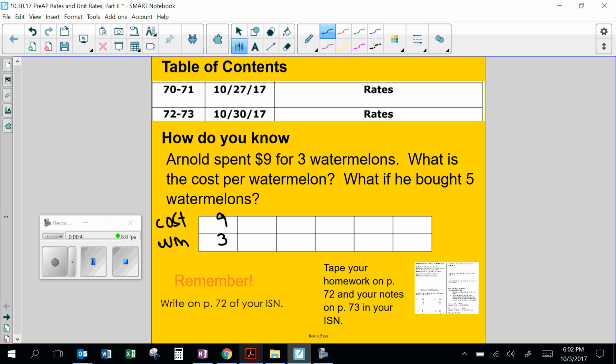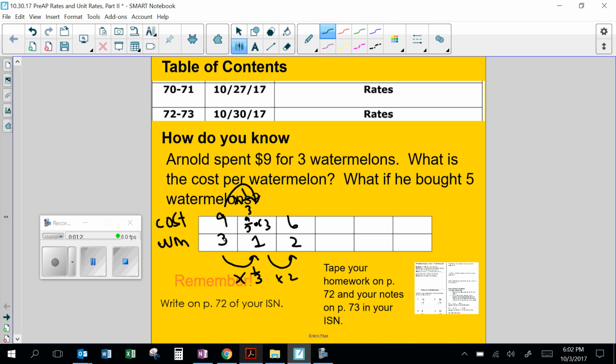First of all I said, what is the cost per watermelon? So if I had to break this down into 1 watermelon, I could divide by 3, but I'm going to do a scale factor of 1/3, which is the same thing as divide by 3. 9 times 1/3 is 9/3, or $3 for every 1 watermelon. So if he buys 2 watermelon, that's double the price, times 2. So he'll pay $6 for 2 watermelon.